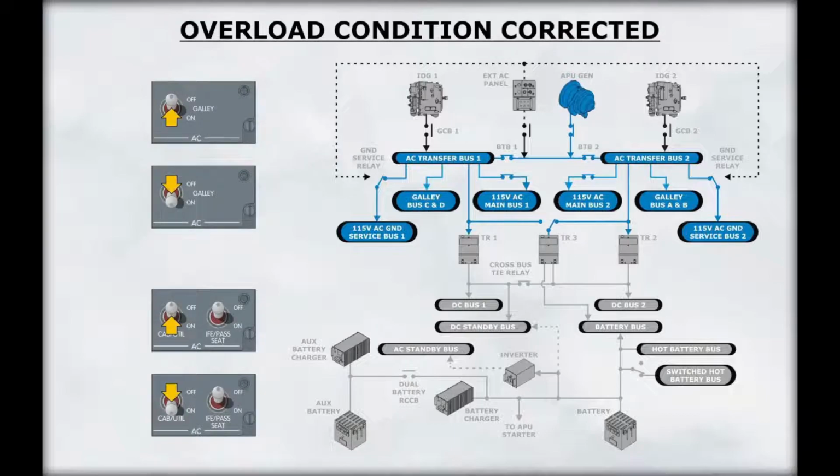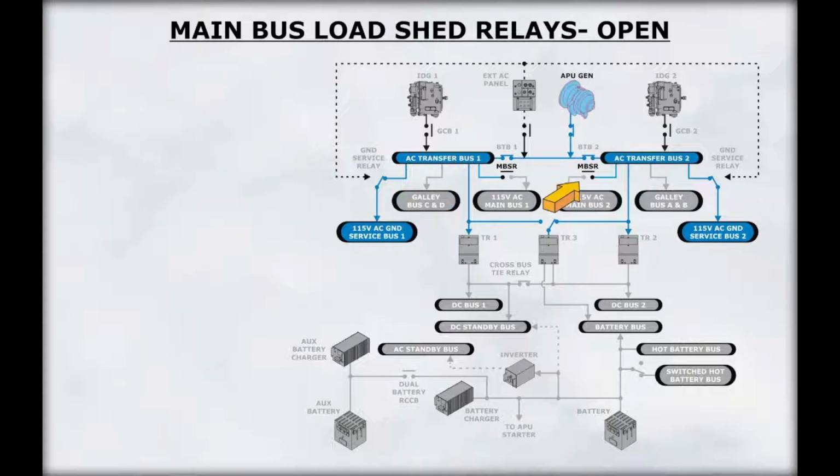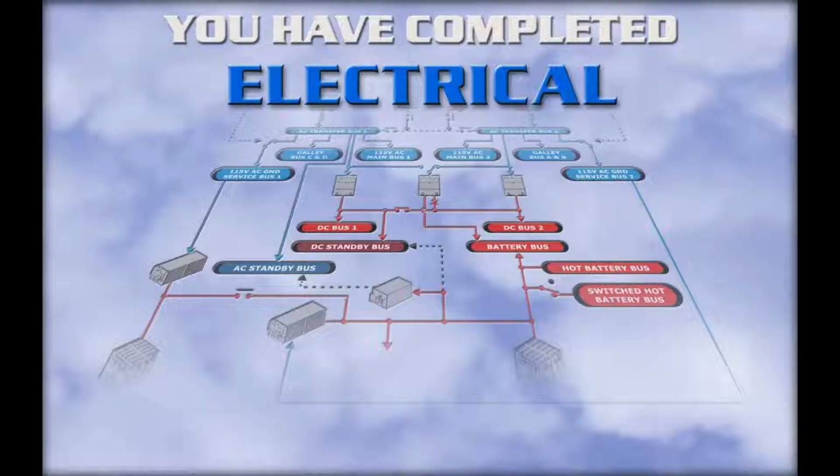Galley and main bus power can be manually restored by moving the galley power or cabin utility power switches to off and back to on after the overload condition has been rectified. In the event the APU starts to exceed EGT limits, the ECU will shed both galley buses. The main bus load shed relays will open if the overload continues. This concludes the presentation of the electrical system.